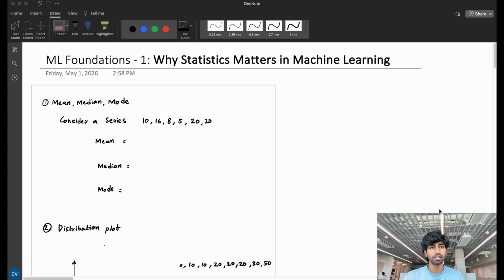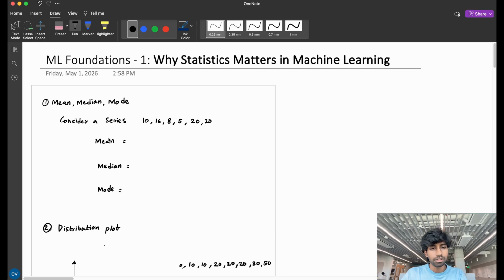Today we are going to the first video of our machine learning foundations, in which we are going to explore different statistical metrics. Before we train any machine learning model, we need to understand one thing. Data is not just numbers, data also has shape. So let's go through the video.